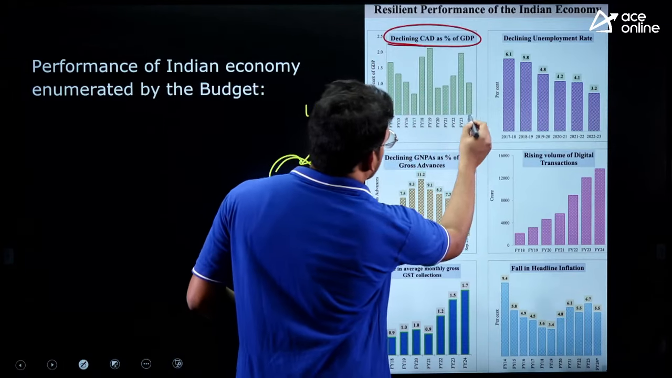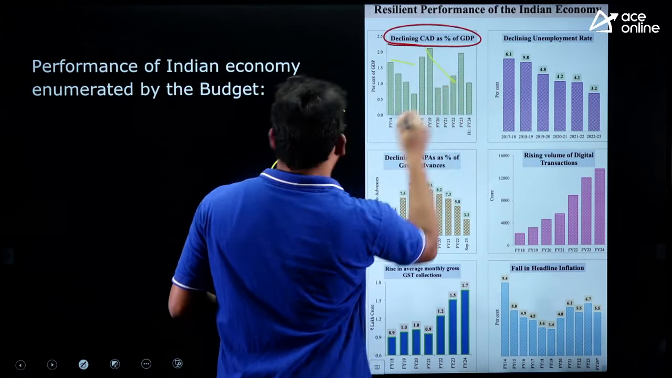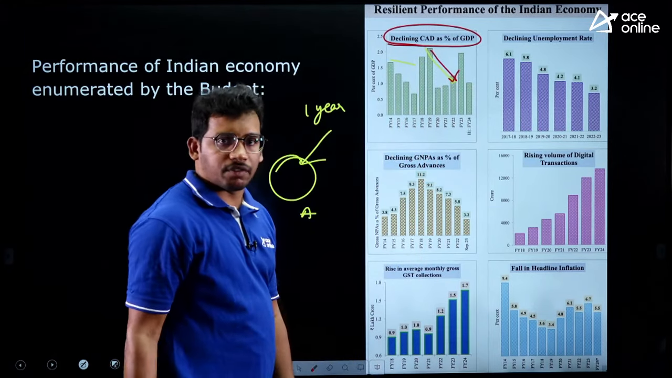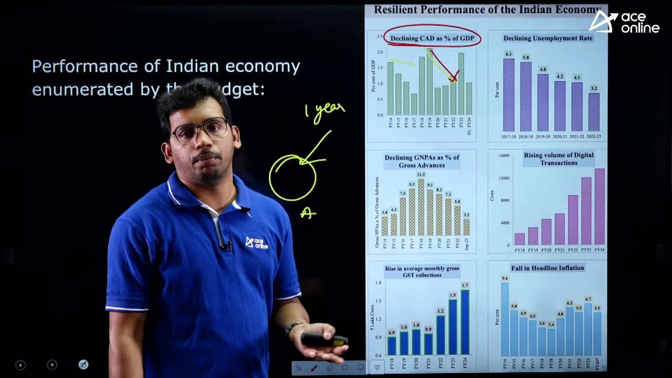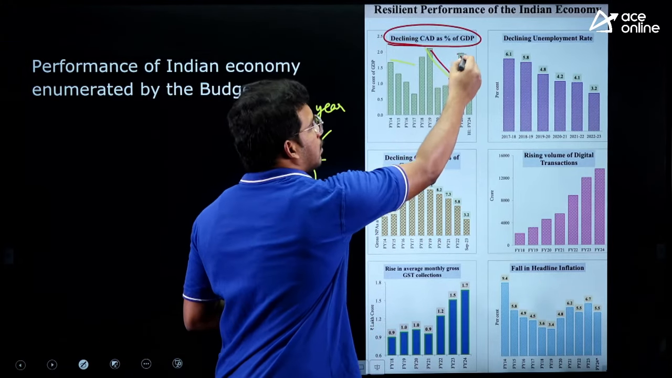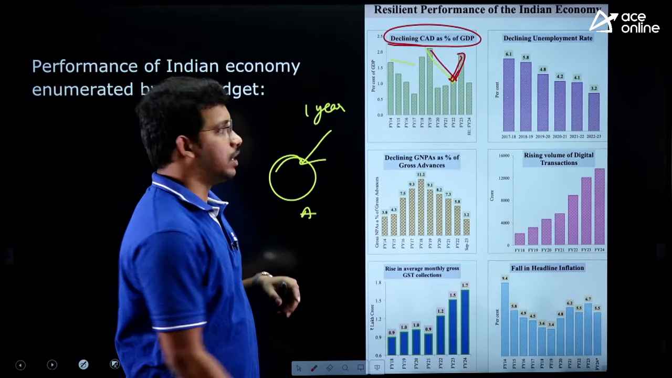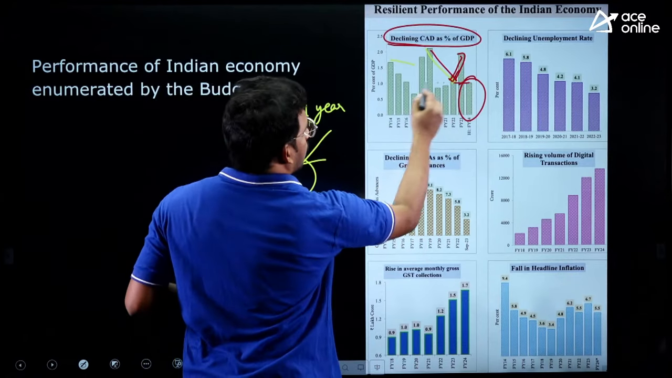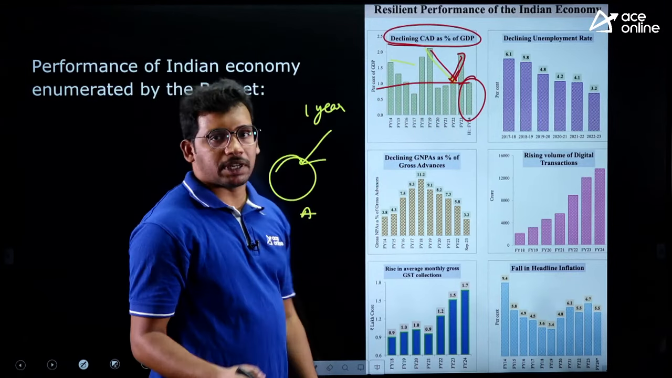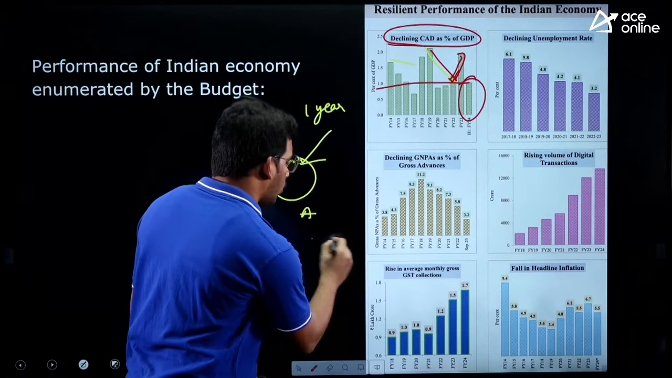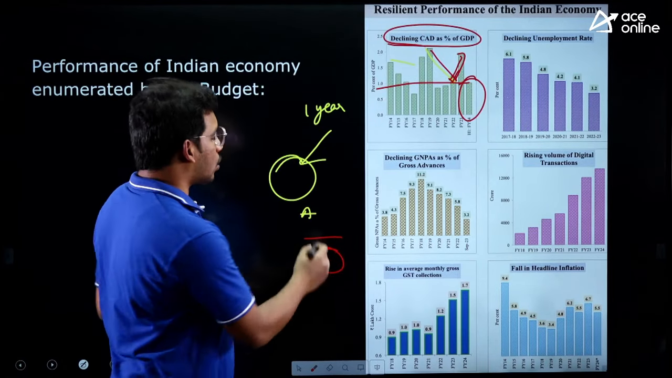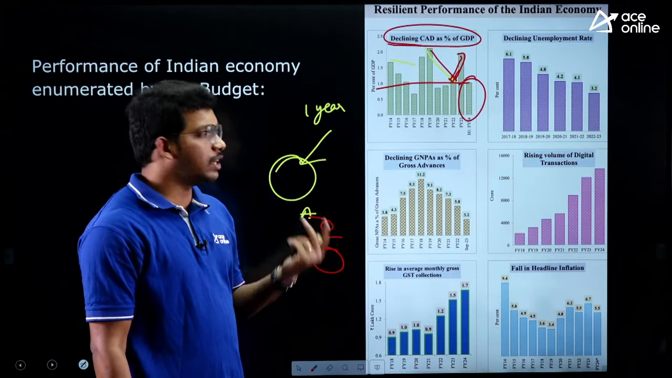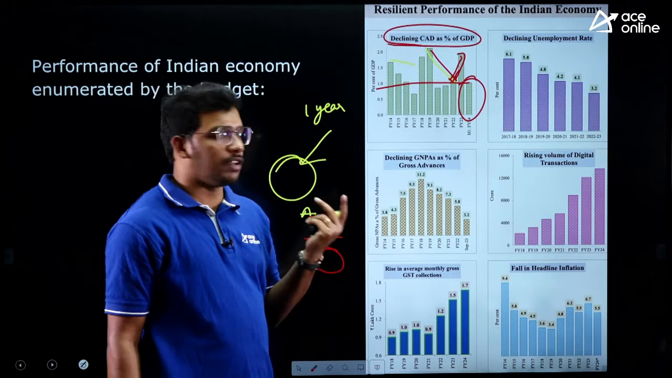Already it has reduced. In this year, it has reduced, but during and after COVID times, there was again a jump in the current account deficit. So at present, the government is targeting approximately 1% as a percentage of GDP. Ideally, the current account deficit should be almost zero, or it should be negligible, right? But here there is still a significant amount.